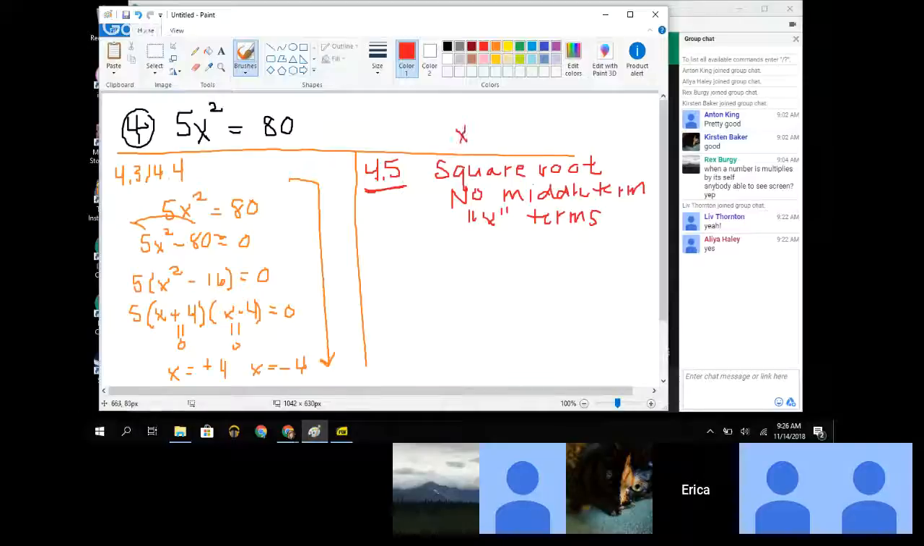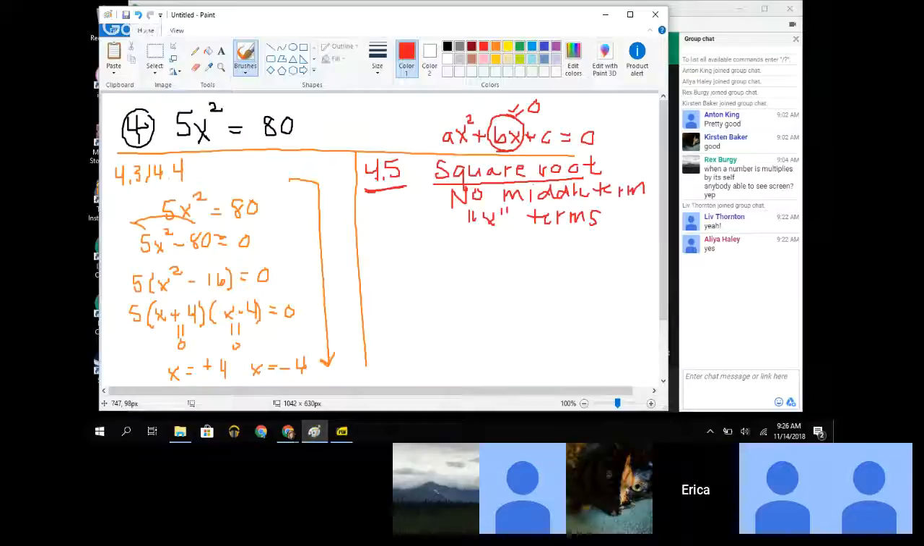So basically, remember we have ax squared plus bx plus c equals 0, right? This method of doing the square root to solve only works when b equals 0. There's no middle. That's what I mean by middle term. There's no middle or no x term.